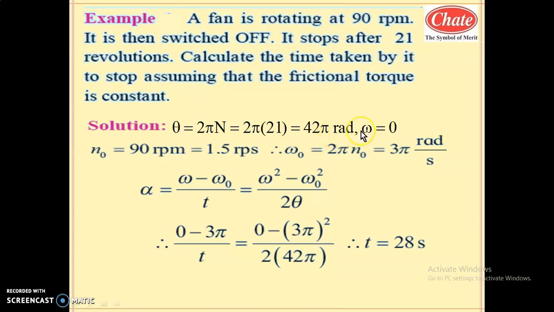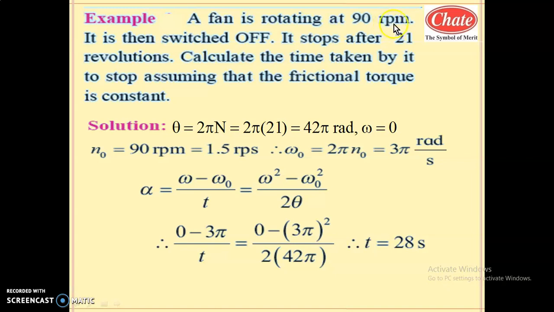Now finally the fan comes to rest, so the final angular velocity is 0. So what is the initial angular velocity? Here angular velocity is not given. Physical quantities are understood not by their names but by the unit. Unless the unit is radian per second, it is not omega. Here the unit is not radian per second.